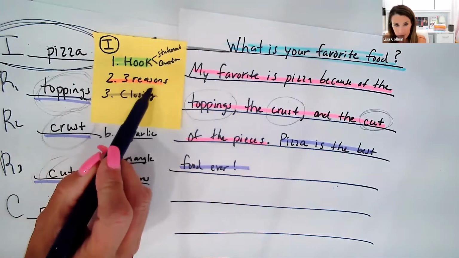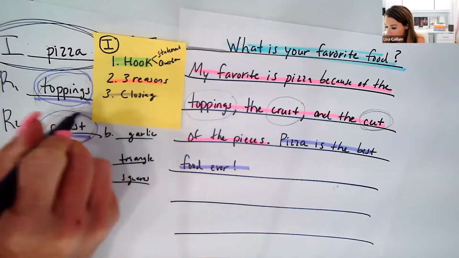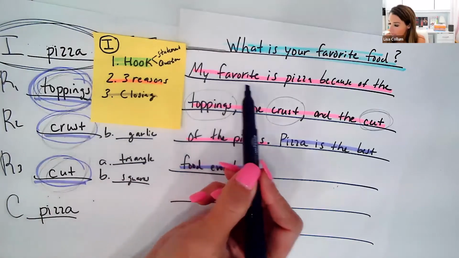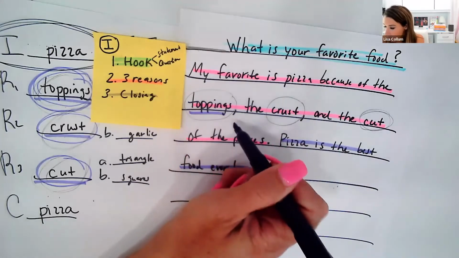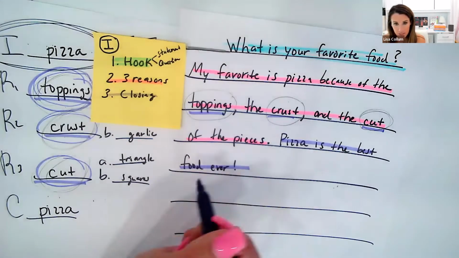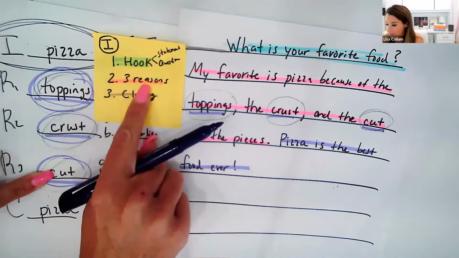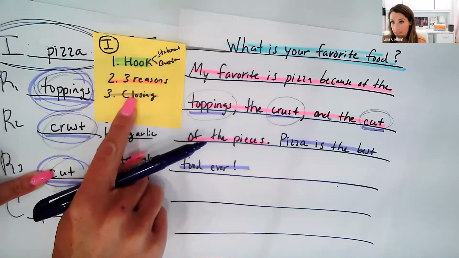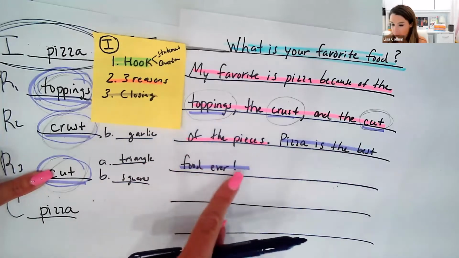Then I stated my 3 reasons. Now remember, my 3 reasons are toppings, crust, and cut. So I said, my favorite is pizza because of the toppings, comma, the crust, comma, and the cut of the pieces, period. So I said toppings, crust, and cut in my 3 reasons sentence. That's why I highlighted it in pink. And then my last sentence is my closing sentence where you just say something nice about the topic. So I said, pizza is the best food ever.